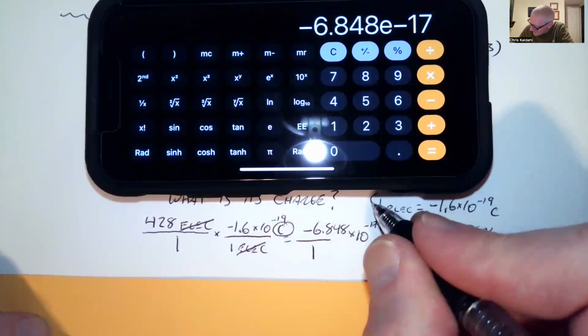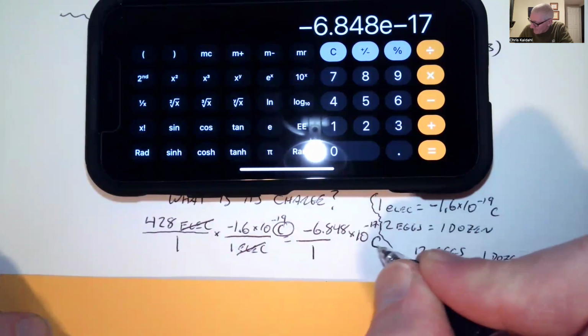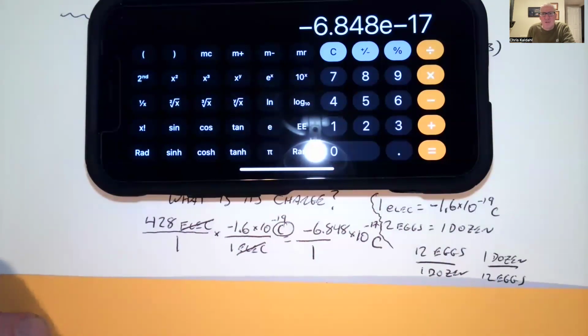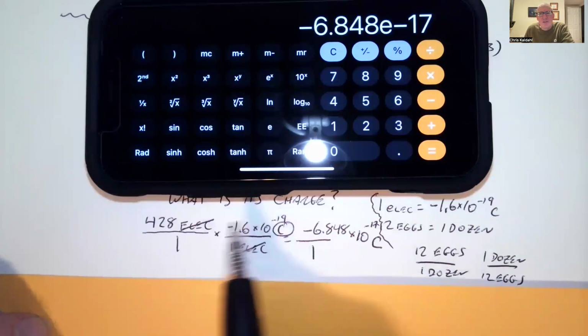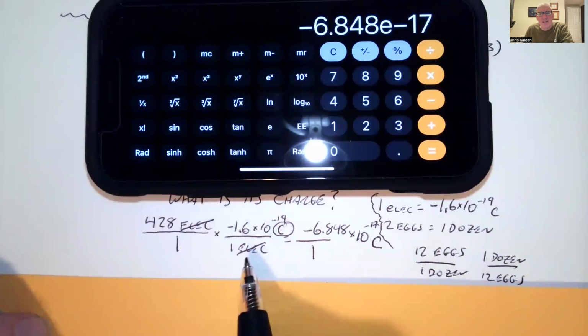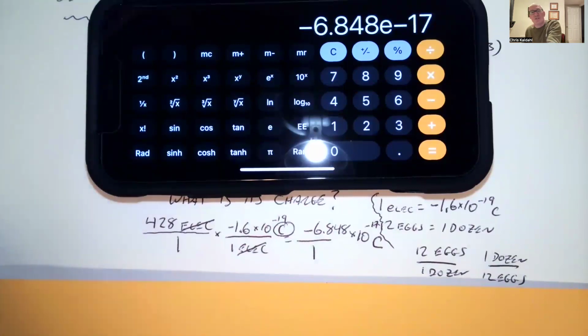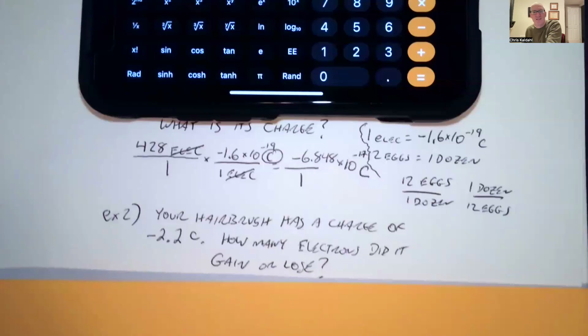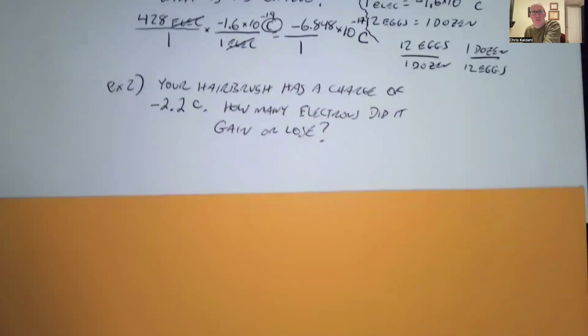Sorry for squeezing this in here. And then remember that the charge is measured in coulombs. That's the unit that we use. It's just named after an old French dude. So we use this little conversion factor to help us go between electrons and coulombs. If we can go between electrons and coulombs, we should be able to go between coulombs and electrons. So let's try one more real fast and see if we can get this one squeezed in here.